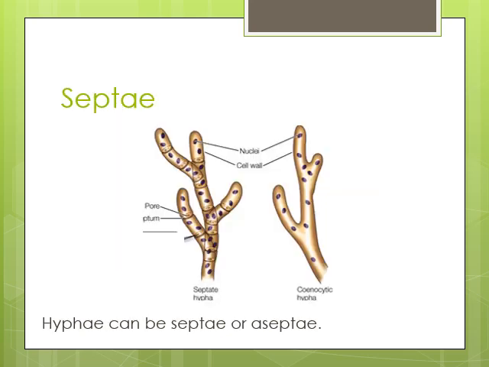The hyphae can be considered septate or aseptate. What it means to be septate is that there are cell walls between the cells. Aseptate is where the cell walls break down, so that essentially the fungus is one giant cell with a whole bunch of nuclei. So you've got septate, which is separated, and aseptate, which is no cell walls.